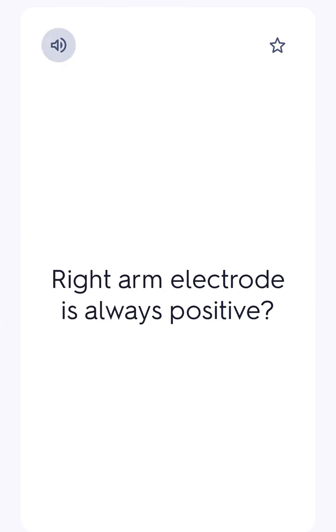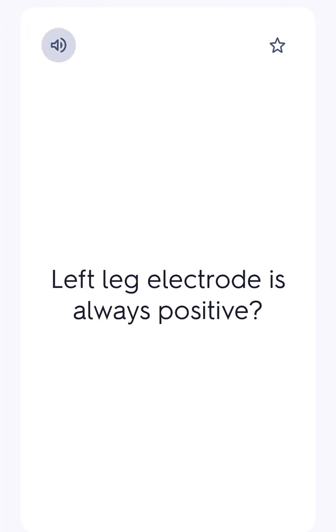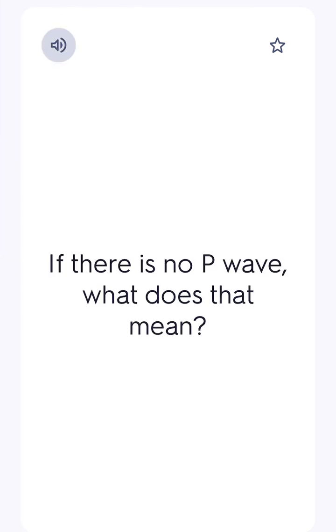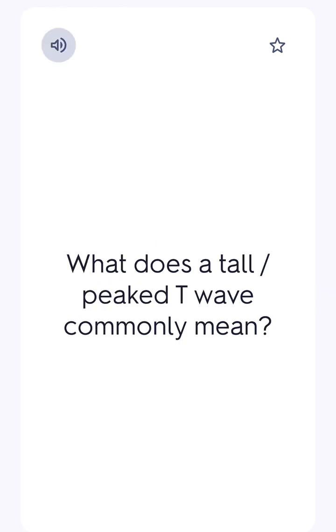Right arm electrode is always positive? False, negative. Left leg electrode is always positive? True. If there is no P wave, what does that mean? The impulse originated in the AV junction. What does a tall peaked T wave commonly mean? Hyperkalemia.